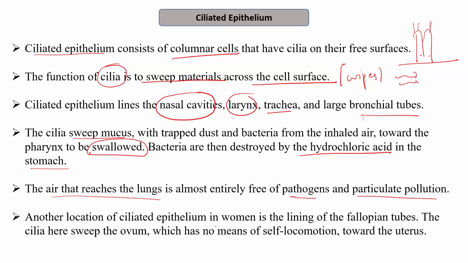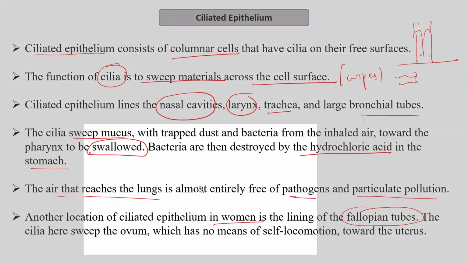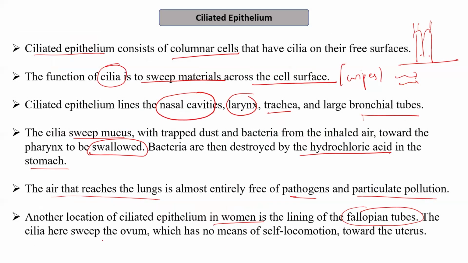Another location of the ciliated epithelium in women is the lining of the fallopian tubes. The fallopian tube is a part of the reproductive system that consists of ciliated columnar epithelium. The function of the ciliated columnar epithelium is that the cilia that line the fallopian tubes help in sweeping the ovum.